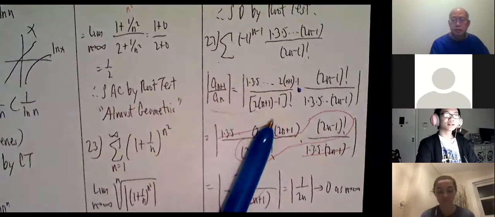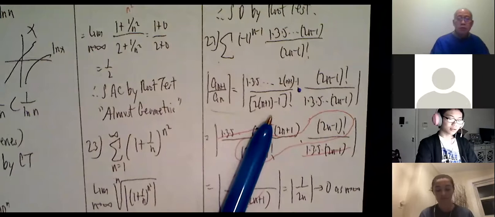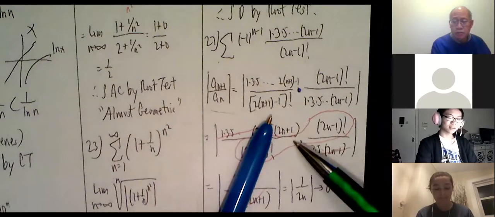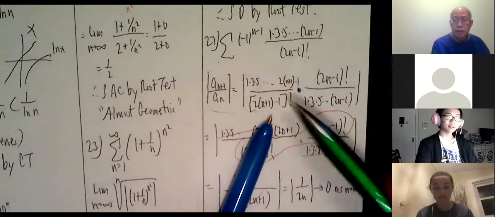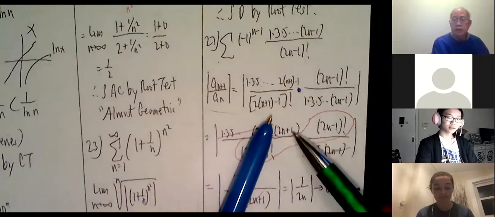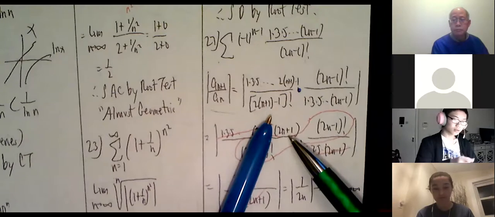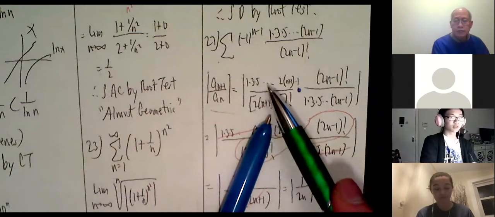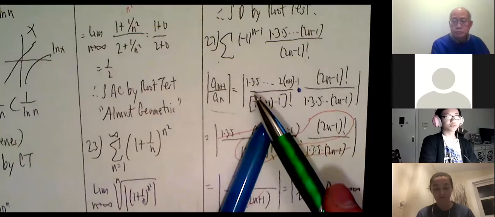Okay, now here's the kind of tricky part. 1, 3, 5, and so on. This comes out to be 2n plus 1. Right? 2n plus 2 minus 1. Now, how far apart are these guys? 1, 3, 5, 7. They're 2 apart, right? They're 2 apart from each other.